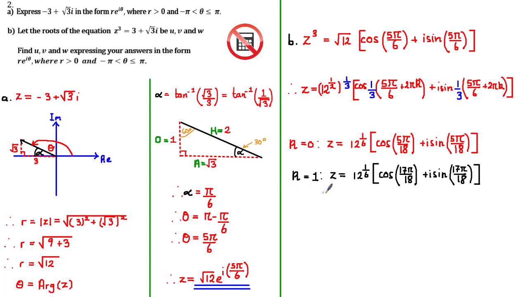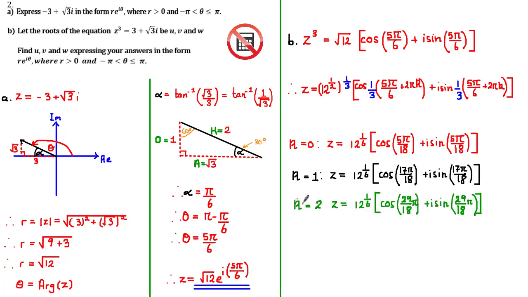Subbing in k equals 1, we get the solution z is equal to the sixth root of 12 multiplied by cosine of 17 pi over 18 plus i sine of 17 pi over 18. And this also works as a solution because the argument again falls within the range. If you think about these values being multiplied by pi as fractions less than 1, then hopefully it's easier for you to see that this value is less than pi and therefore falls within the range.